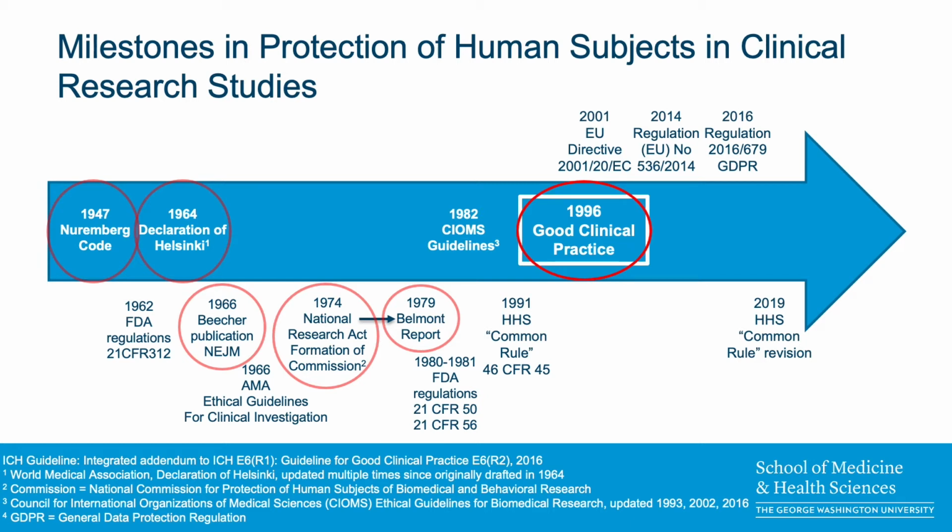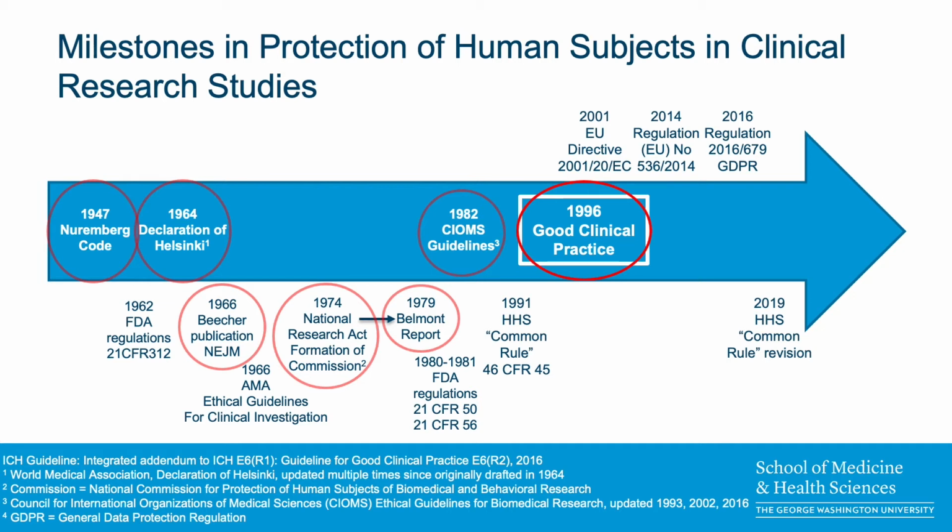And the Belmont Report then was the basis for additional regulations that were drafted by HHS and FDA. One other document that I want to point out here are the CIOMS guidelines.